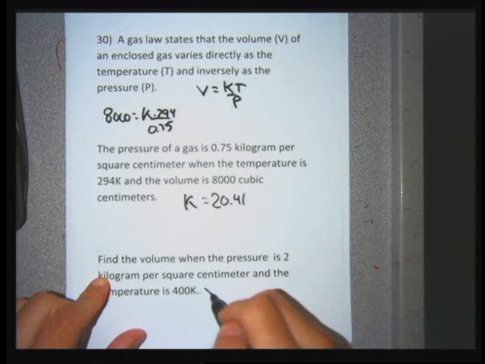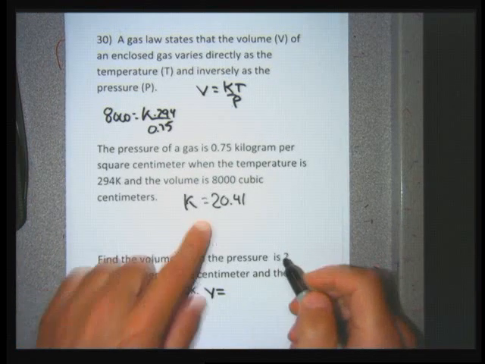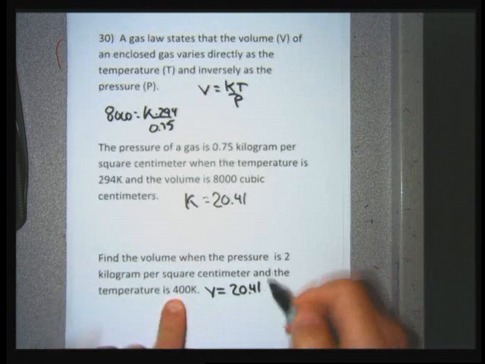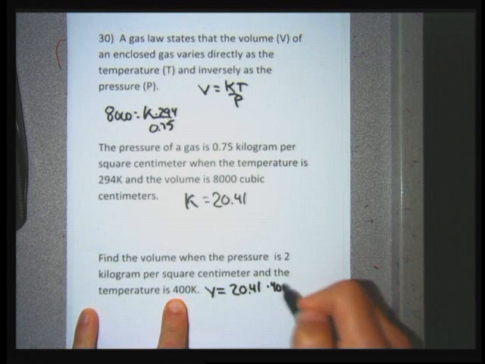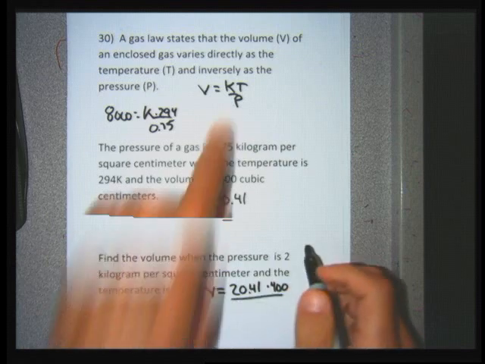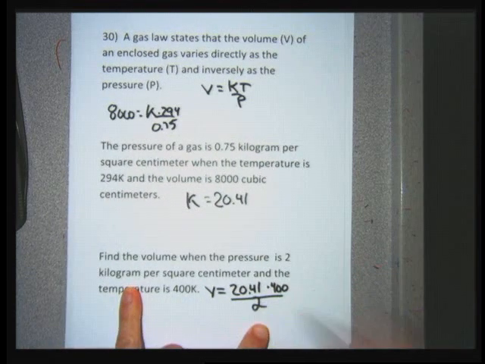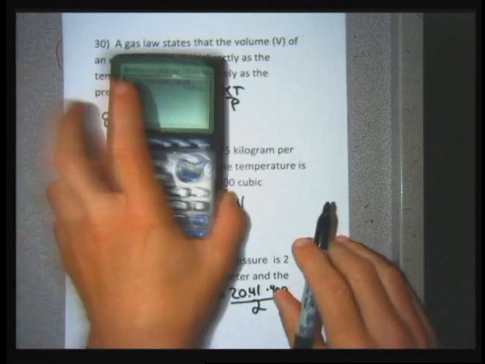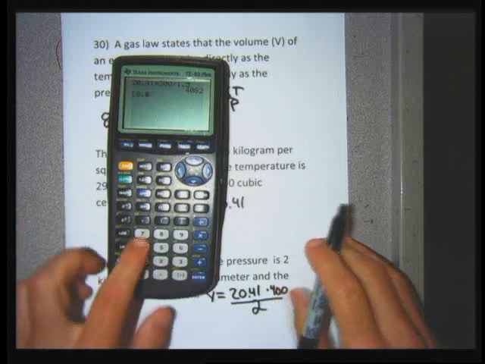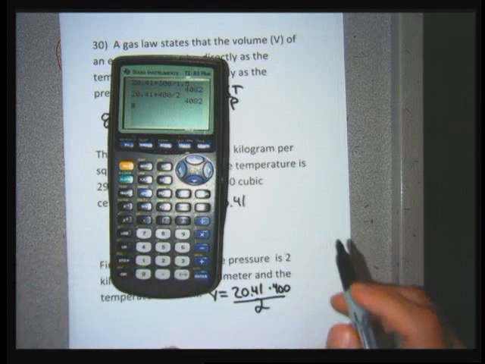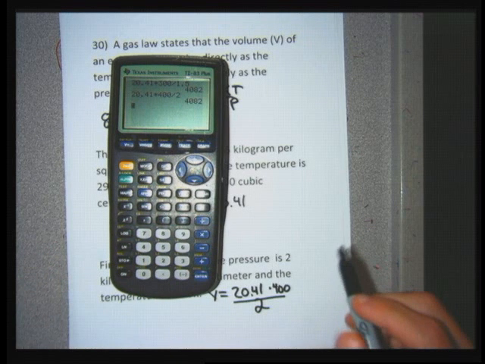I'm going to write volume equals K, which is 20.41, times the temperature, which is 400 Kelvin, I'm assuming that means, divided by the pressure, which is 2 kilograms per square inch. Do the math and get my answer. So I'm going to go 20.41 times 400 divided by 2, and I get, wow, same 4,082.